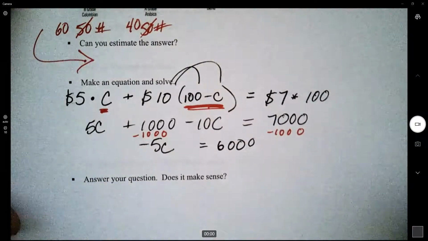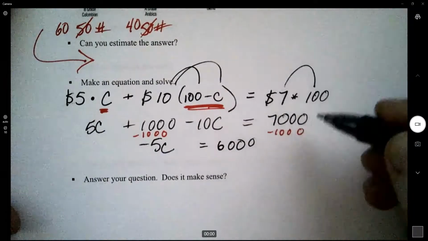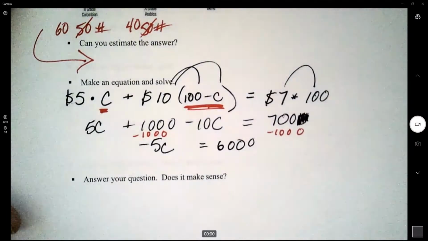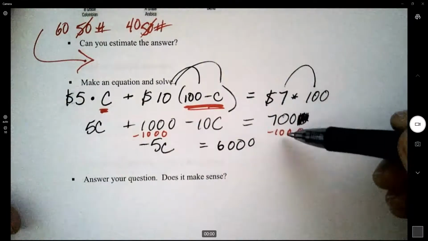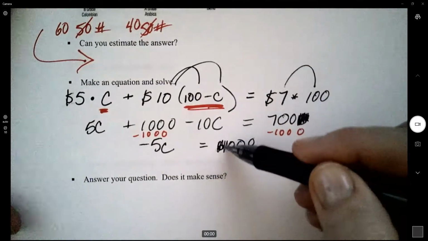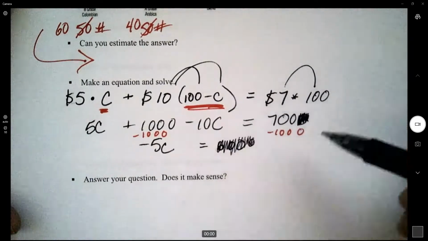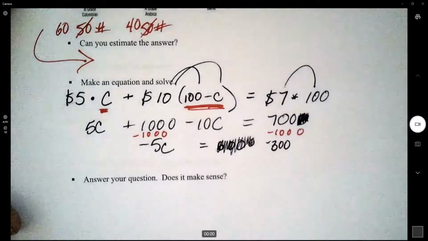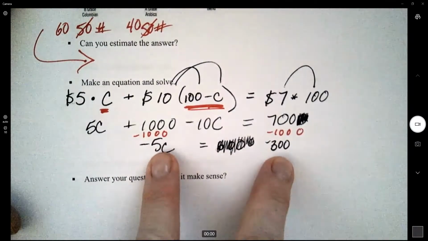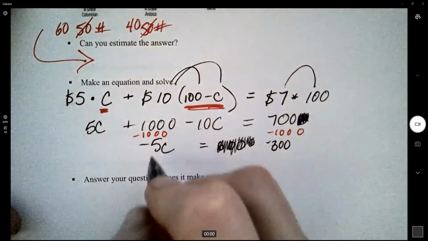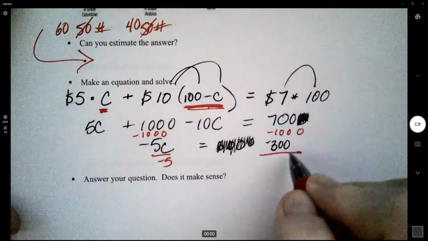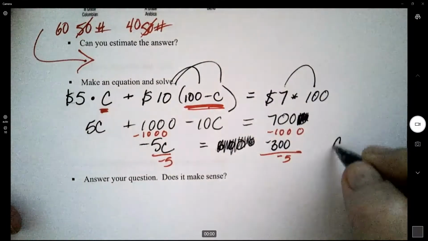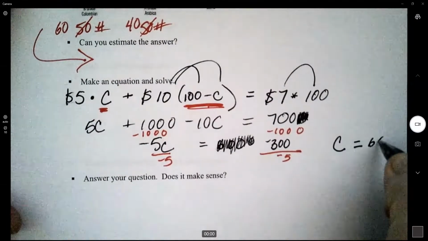I just noticed I made a small error. 7 times 100 is only 700. My apologies there. So 700 minus 1,000, let me correct my paper there. 700 minus 1,000 is actually negative 300. Okay, so we have an equation, negative 5C equals negative 300. So when I divide both sides by negative 5, I get C equals 60.